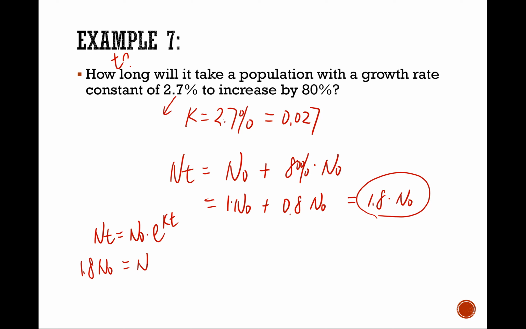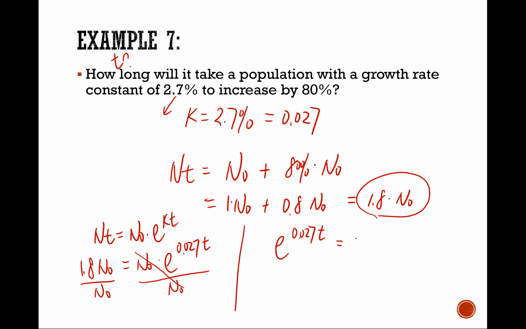And this is N0 times e to the power of K, which is 0.027, times t. Okay. And from there, we divide N0 from both sides of the equation, just like the previous one. And then again, N0 will be cancelled. Then we end up with e raised to 0.027 t equal to 1.8. On the left-hand side, N0 gets cancelled. And I've just reversed the order of the equation. So the variable goes to the left, and the constant goes to the right.